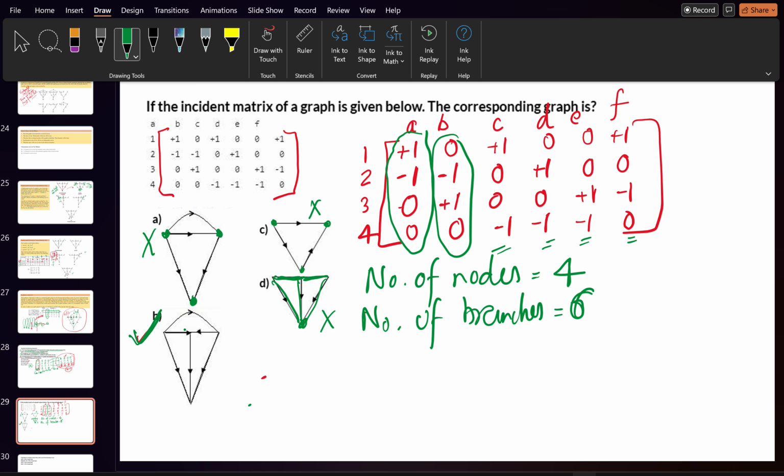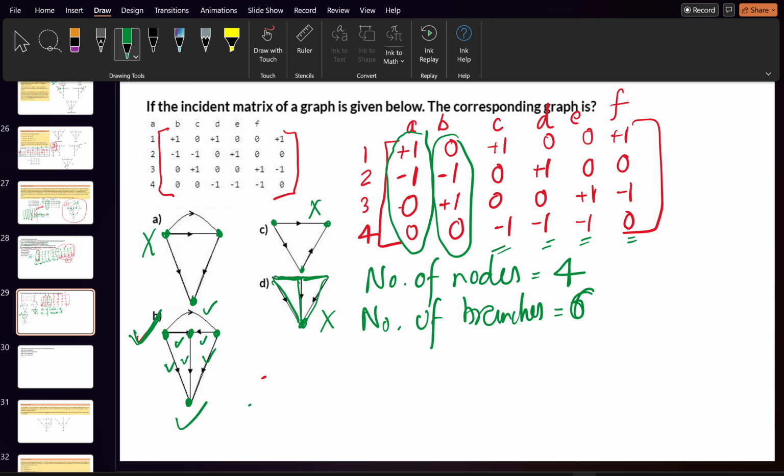What about option B? There are four nodes: one, two, three, four. What about the branches? One, two, three, four, five, six. The basic definition is that the rows are the nodes and the columns are the branches. It matches the graph in option B, so option B is correct. I hope you have got the sense of the incidence matrix and also the cut set matrix. Try to solve this.